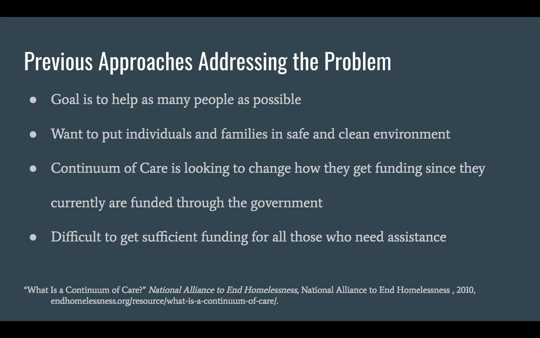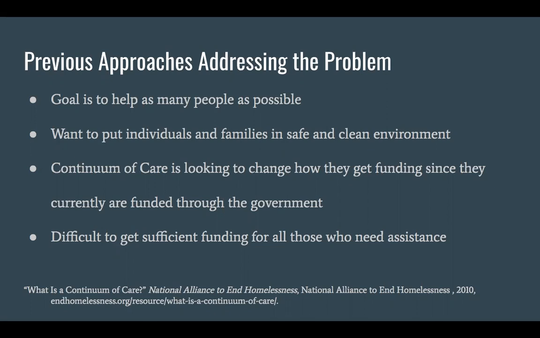And although they are looking to change how they get funding, that's something that takes a lot of time, and if they wanted to rely on, say, donations or receive money from something other than the government, that is going to just take a lot of money to be able to support this program. So even though they are doing a lot of good, they're helping a lot of individuals, that lack of funding is really hard to actually help everybody who needs it.